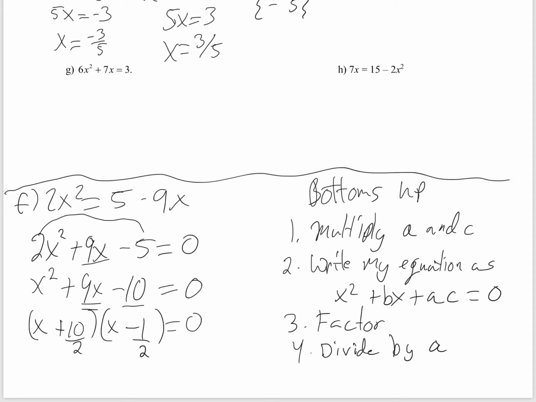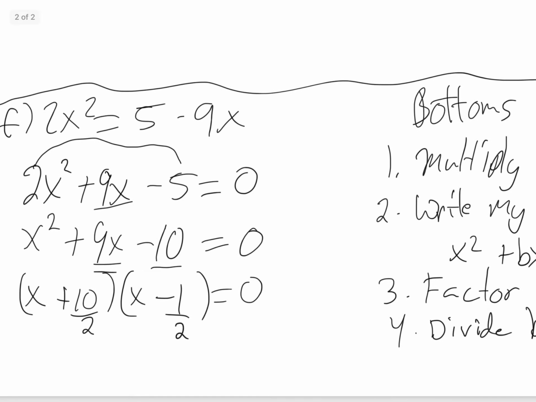Now what this does is, if it so happens that my numbers divide evenly, I divide them. If they do not divide evenly, you do bottoms up. So I'm going to bring this 2 over to the x in front, and I'm going to write my factors like this.